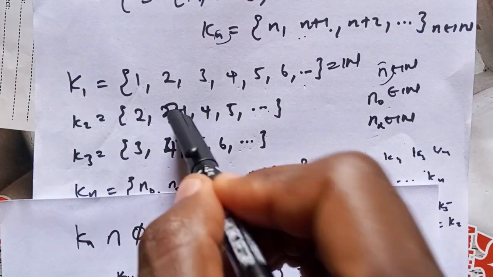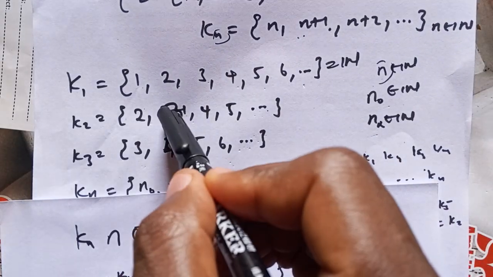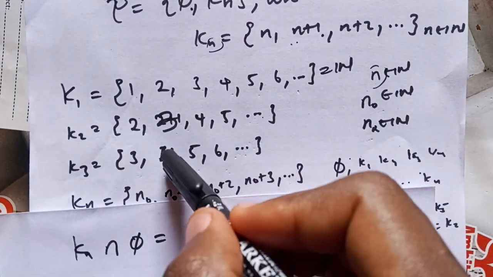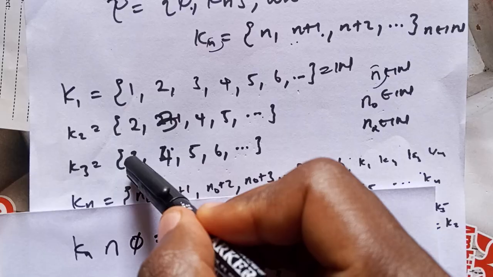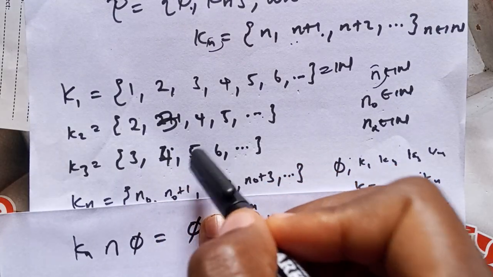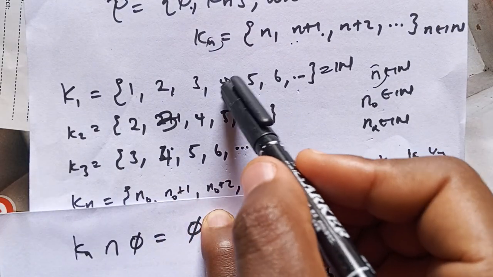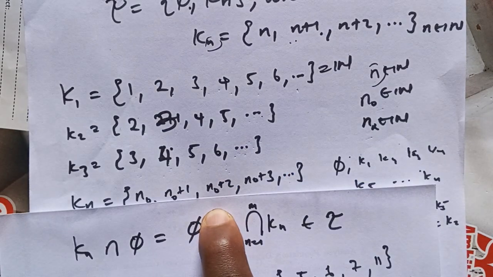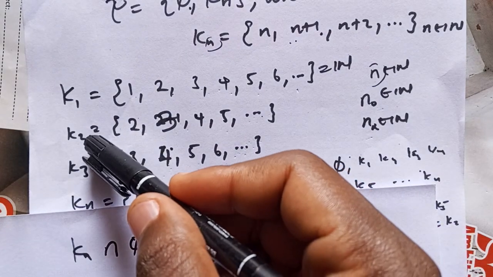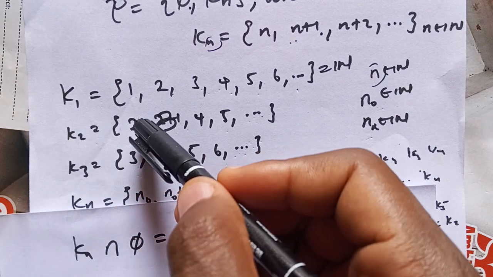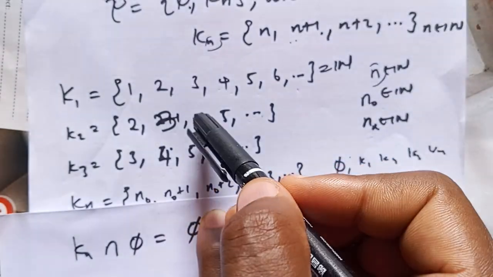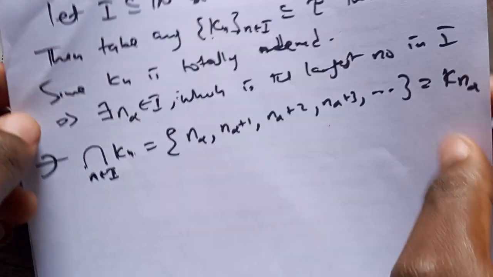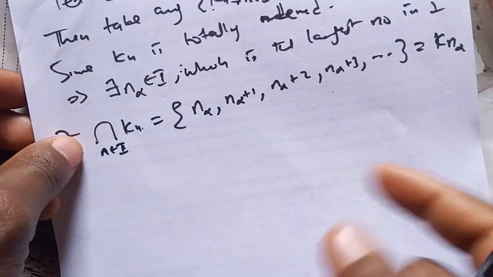Now if I consider these two sets, K2 and K3, and do their intersection, I have K3, so you see that the largest number can be written as 3, 3 plus 1, 3 plus 2, 3 plus 3. If I consider K1, K2, the intersection of K1 and K2, observe that the largest number is 2, so I have 2, 2 plus 1, 2 plus 2, 2 plus 3. Okay, that's just an example, a way of explaining what I'm doing here.